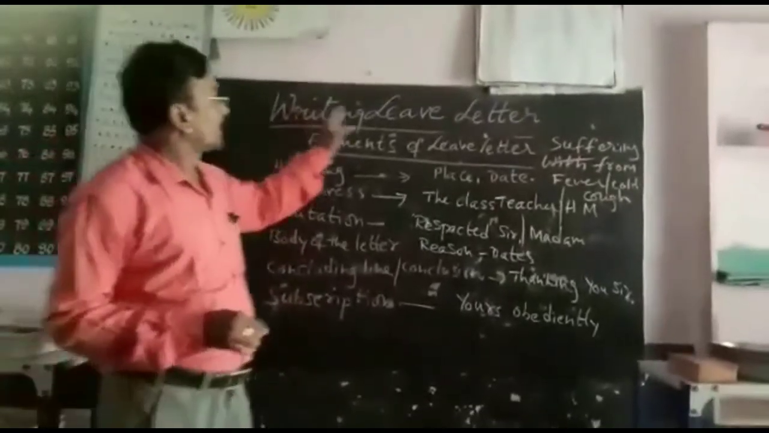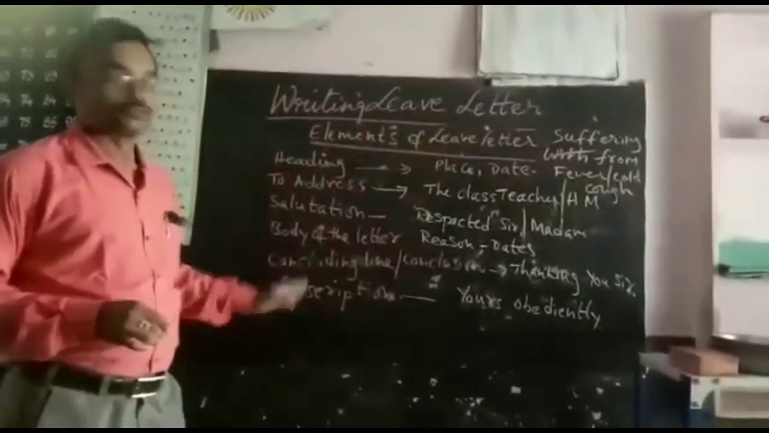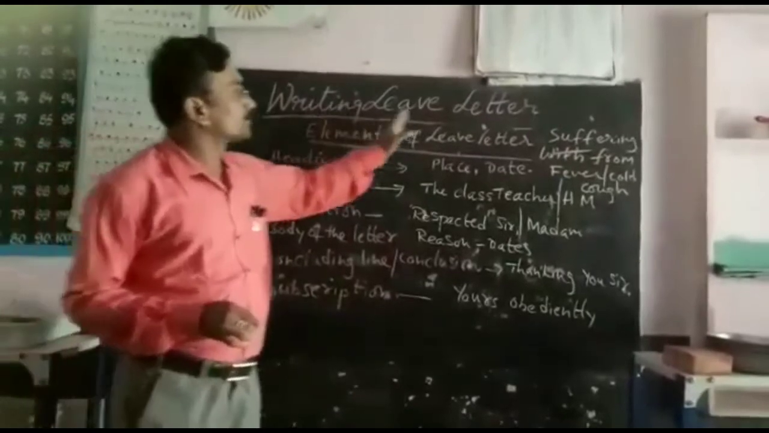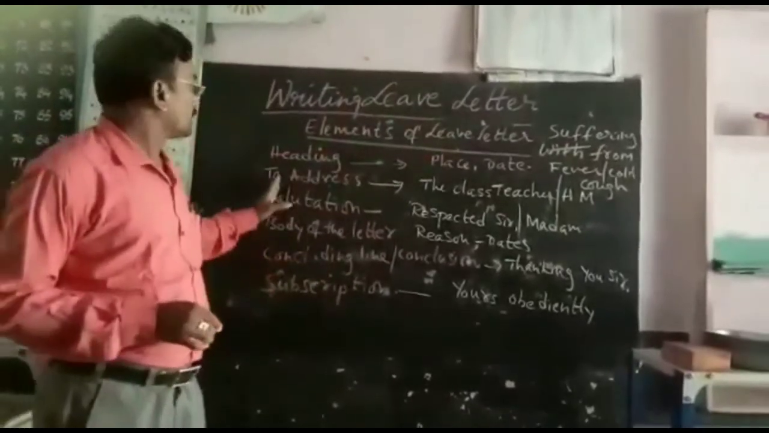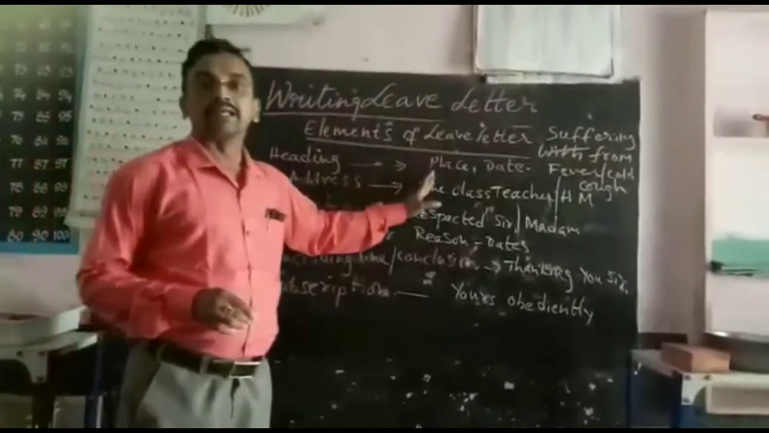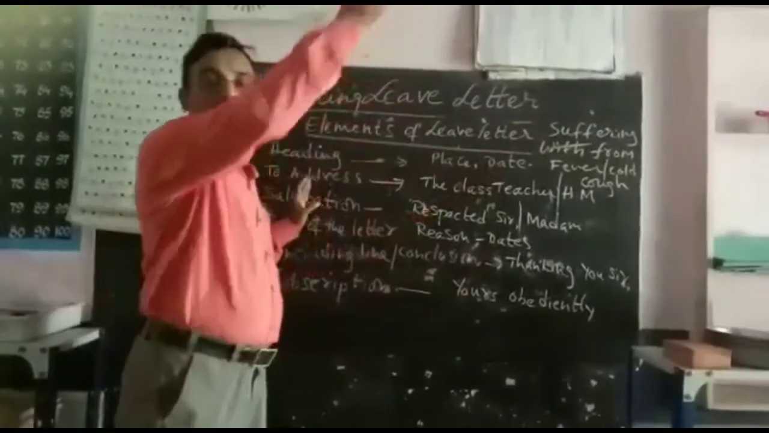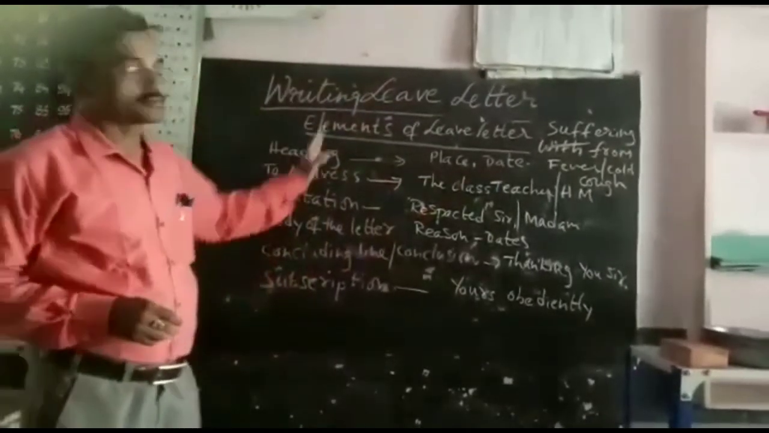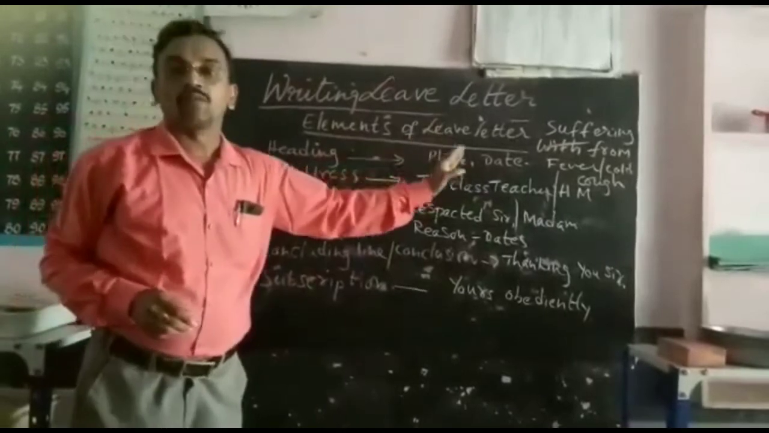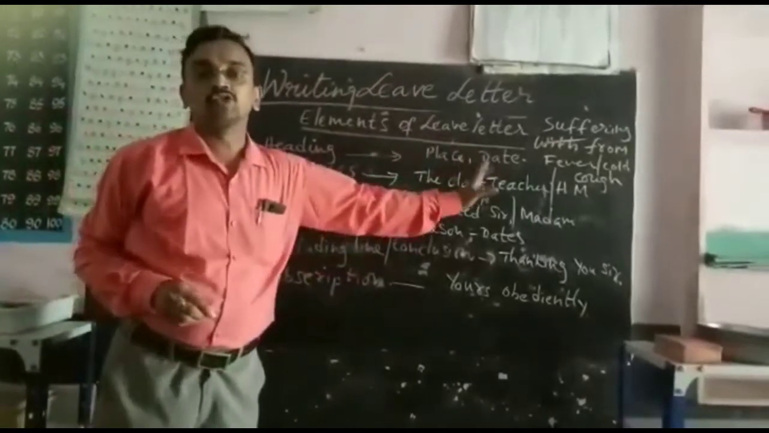Now once again, a recap. Writing a leave letter. What are the elements of a leave letter? One is the heading, which is nothing but place and date on the top right corner of the paper. Place is always followed by a comma. Date should be followed by a full stop.